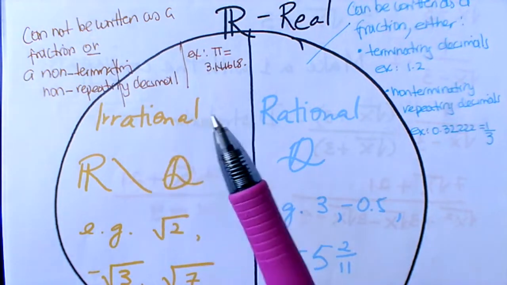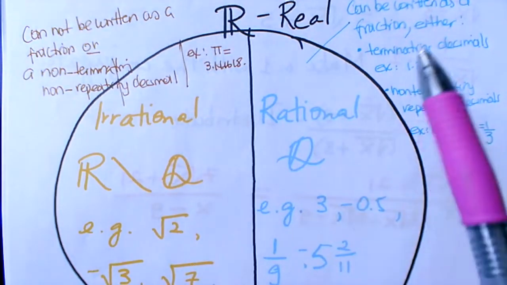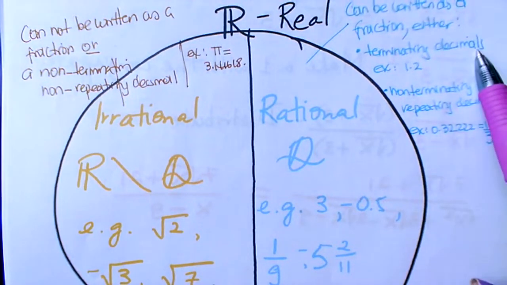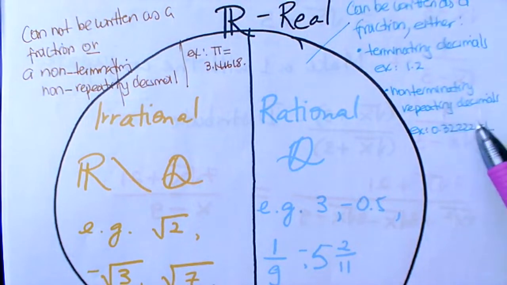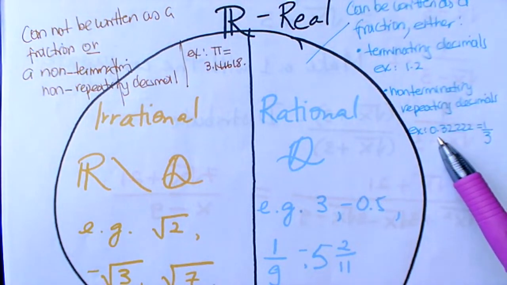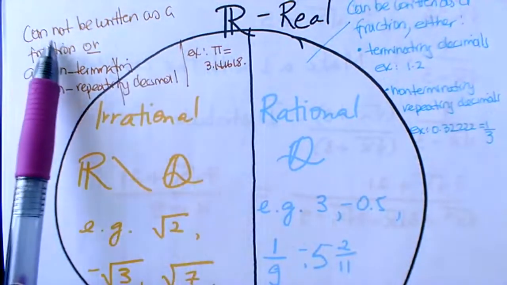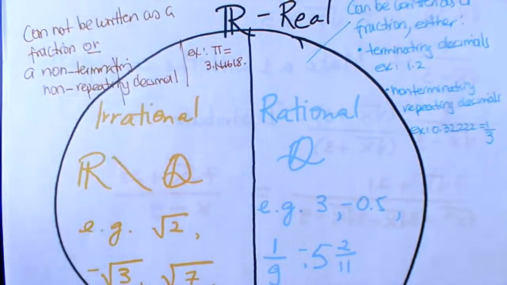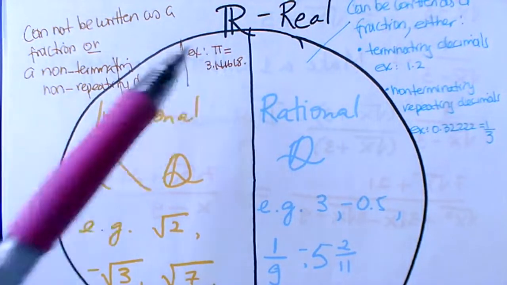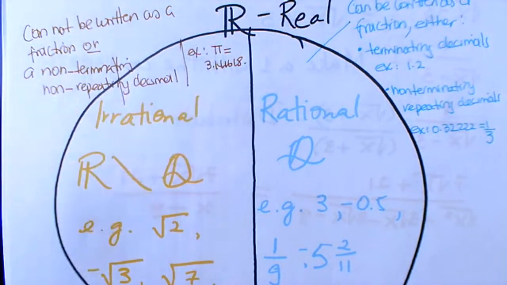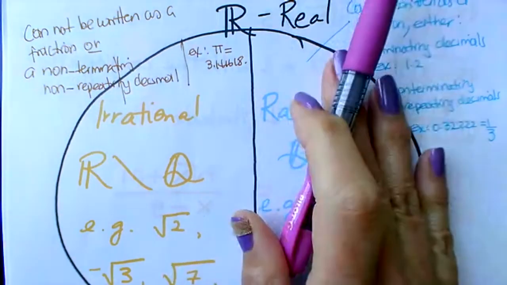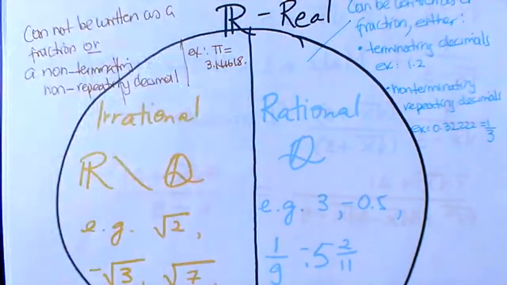I believe we did this at the beginning of the semester, chapter 1. The rational numbers are the ones that can be written as a fraction, either terminating decimals or non-terminating repeating decimals. And the irrationals cannot be written as a fraction, or as a non-terminating and non-repeating decimal, like pi, for example. So the rationals can be written as a fraction and the irrationals cannot.